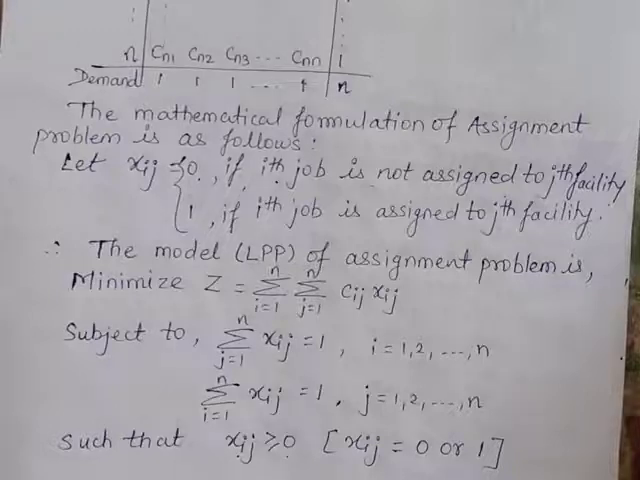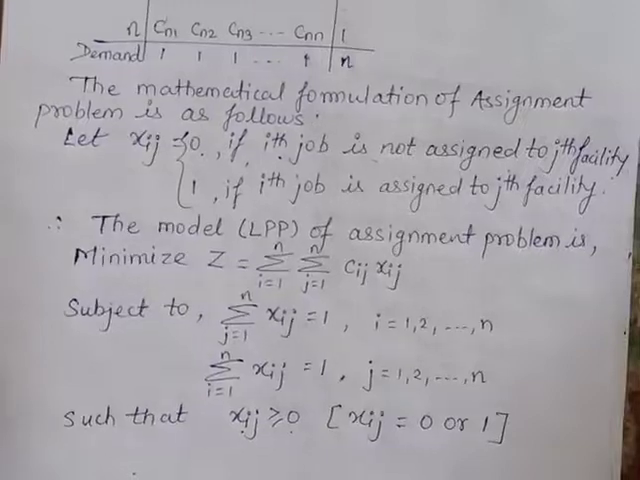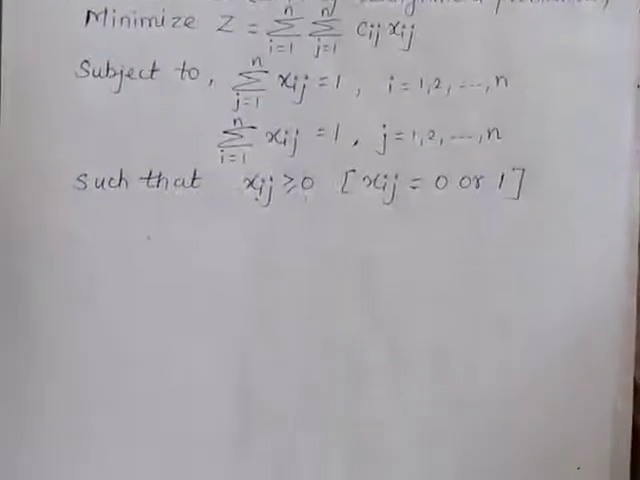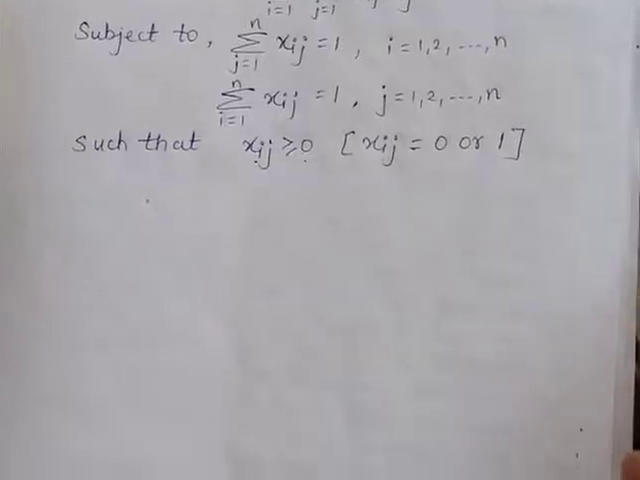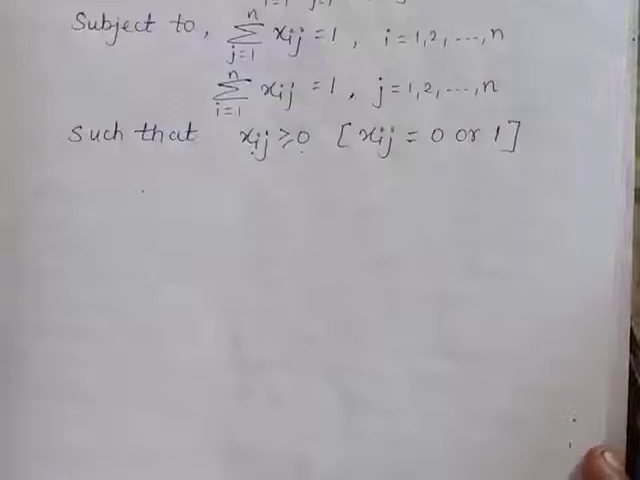Now, here there will be no method to determine the initial basic feasible solution. Here directly we have to go for the optimal solution. So let me tell you what that was. The optimal solution to assignment problem is obtained by Hungarian method or reduced matrix method. Let me tell you what it is.